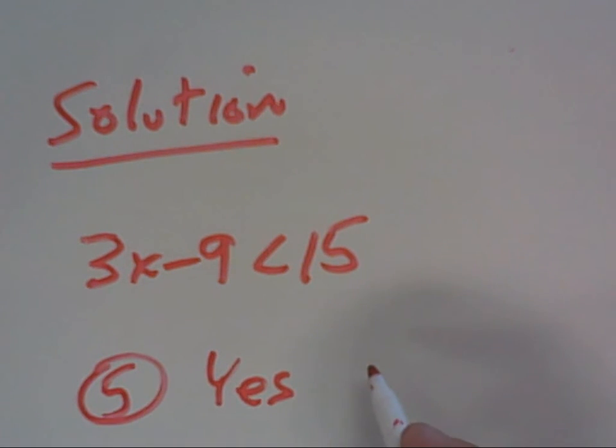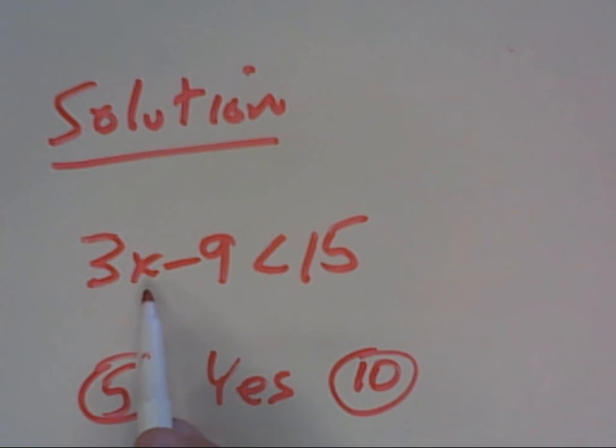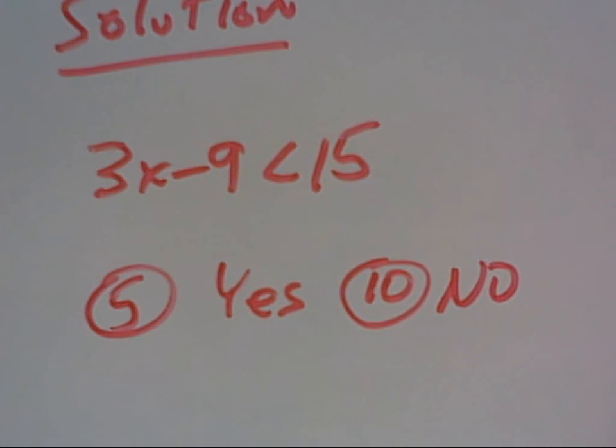We could try something like 10. Is 10 a solution? Well, if I plug in 10, 3 times 10 is 30. 30 minus 9 is 21. But 21 isn't less than 15. So 10 would be no, it's not a solution.